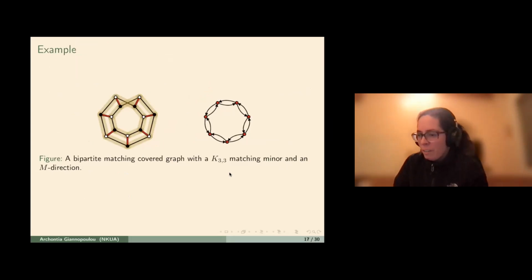It's okay. Yes. So this is the graph. It contains a K3,3 matching minor. We can find the cycle of the matching minor and the edges that are connected, basically because of this here, and we can find the odd bicycle.